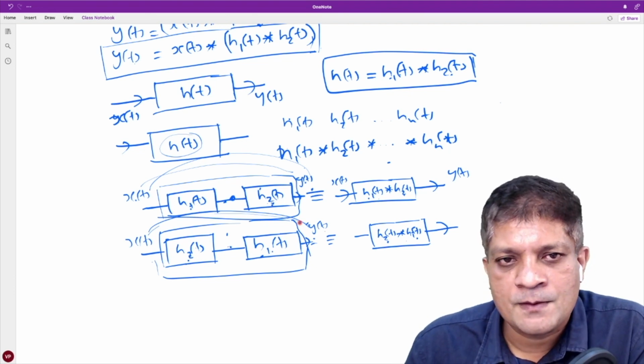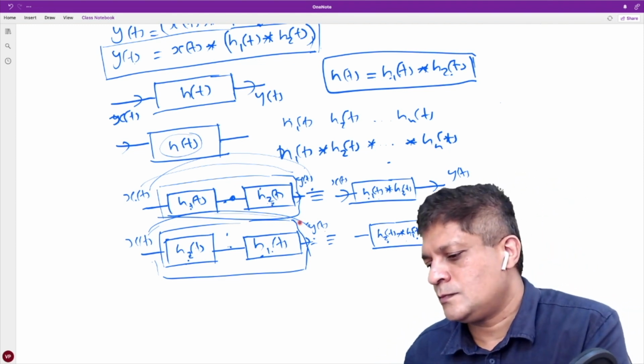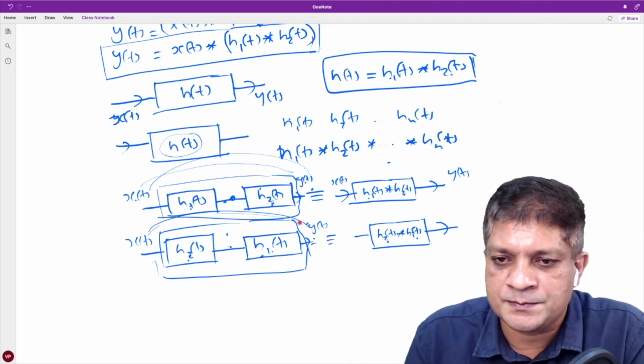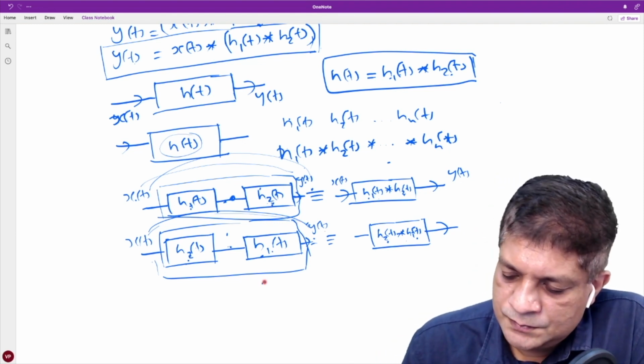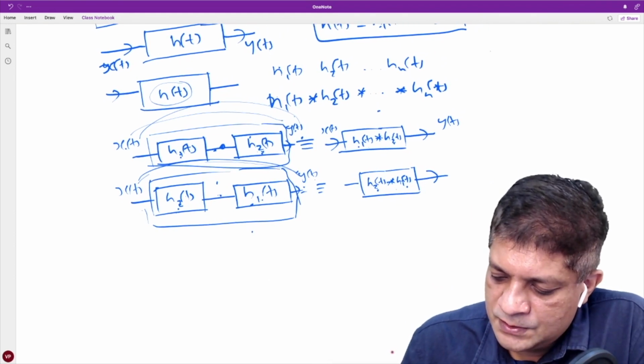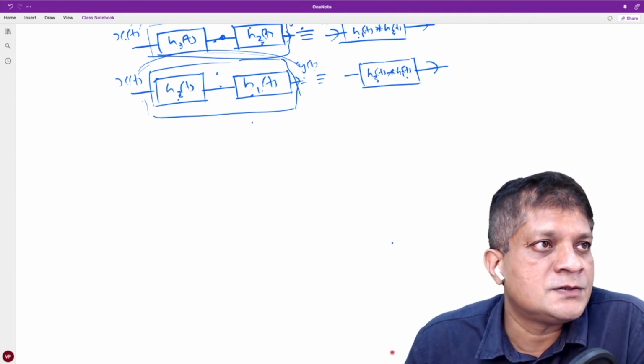Okay, is that property clear? So we can interchange the order of the cascade connection of systems. Using this, we will prove an important property of linear time invariant systems.